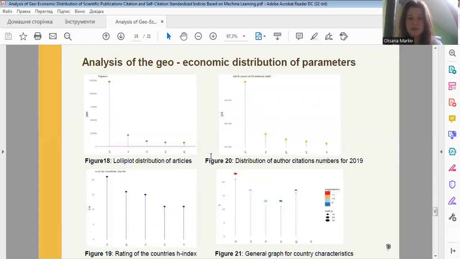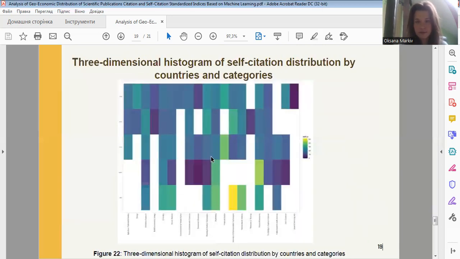Analysis of Geo-Economic distribution of parameters is shown on such slide. So you see the lollipop distribution of articles, distribution of author citation numbers, rating of countries h-index, general graphs for country characteristics. A level of self-citation's available parameters, so these properties have no significant relationships with the level of self-citation. This three-dimensional histogram of self-citation distribution by countries and categories shows very well the main conclusions of our work.